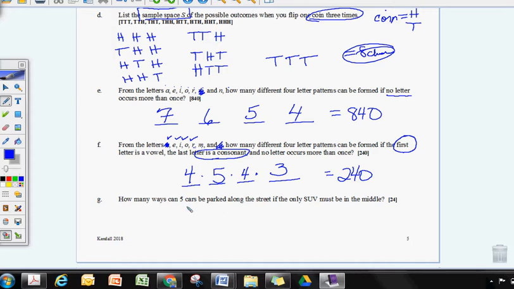Okay, so how many ways can 5 cars be parked along the street if the only SUV is in the middle? So 1, 2, 3, 4, 5. The only SUV is here in the middle. So it has only one choice. So I am now down to 4 cars left. So I have 4 choices, 3 choices, 2 choices, 1. That one SUV locked out how many of the rest of them I could have, and that turns out to be 24.